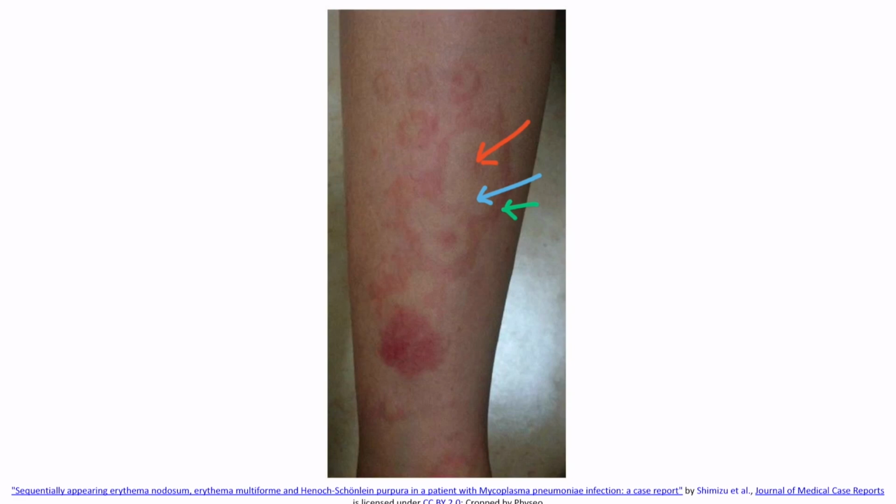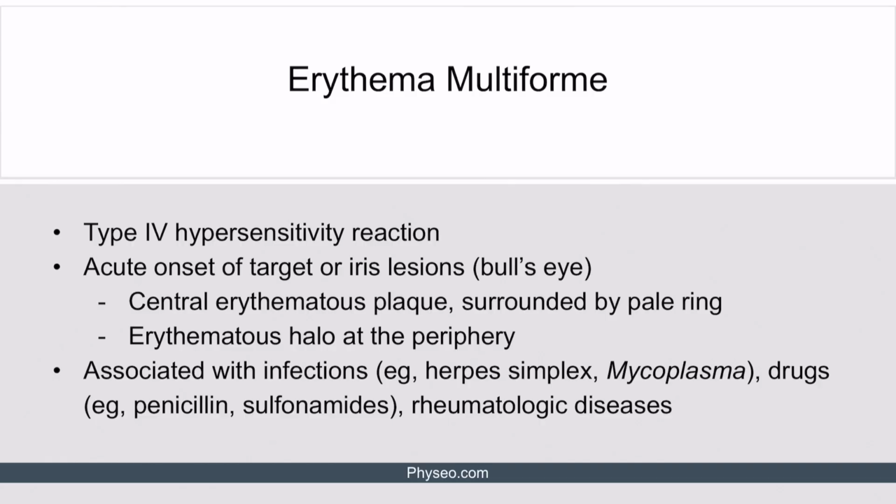So the lesions have a central erythematous plaque surrounded by a pale ring and have an erythematous halo at the periphery. The exact pathogenesis is unclear, but it is most commonly seen in association with infections such as herpes simplex and mycoplasma infections, drugs such as penicillin and sulfonamides, and rheumatologic diseases.